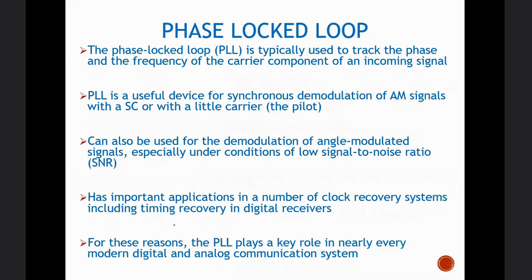The phase lock loop, also called PLL, is typically used to track the phase and the frequency of the carrier component of an incoming signal. It's a useful device for synchronous demodulation of AM signals with suppressed carrier or with little carrier. This can also be used for angle modulated signals as well. So we can perform synchronous demodulation for angle modulated as well as for AM signals.